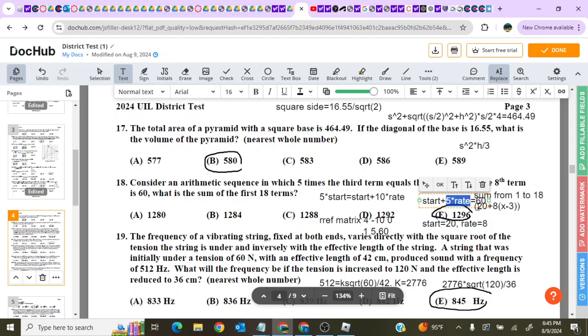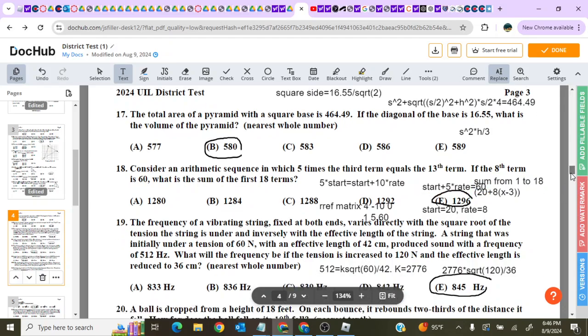And then you go to your calculator and do summation. Summation from 1 to 18 of 20 plus 8, your rate, times x minus 3, so that the third term is indeed 20 like it should be. And if you do that, you'll get a value of 1296.